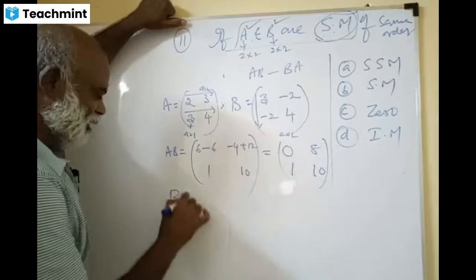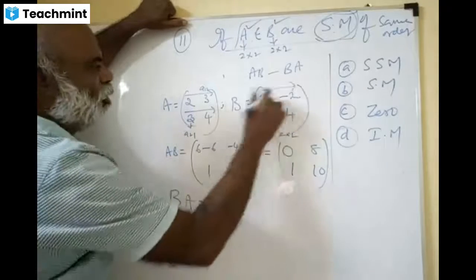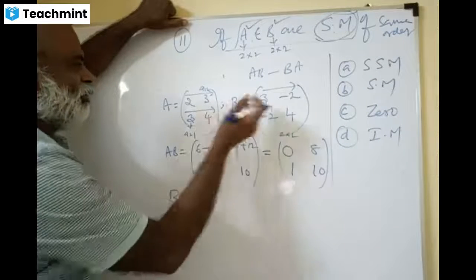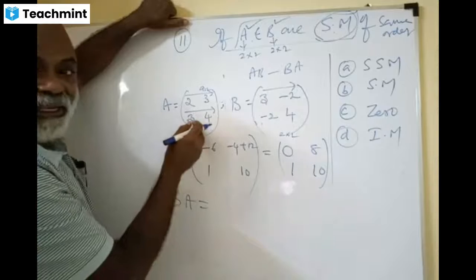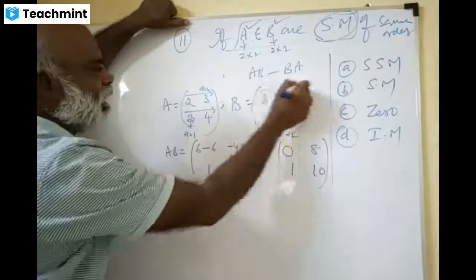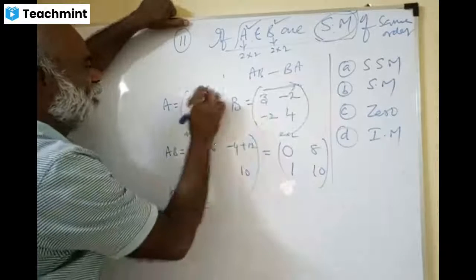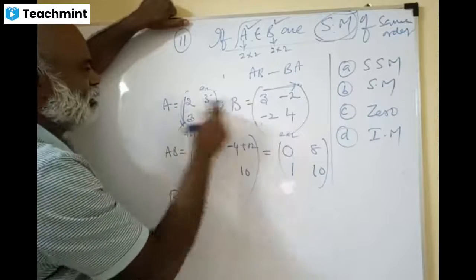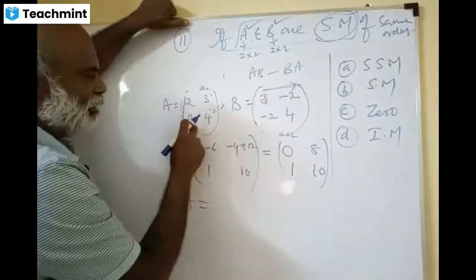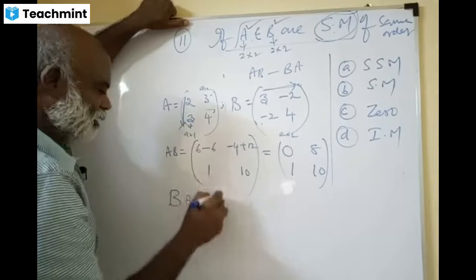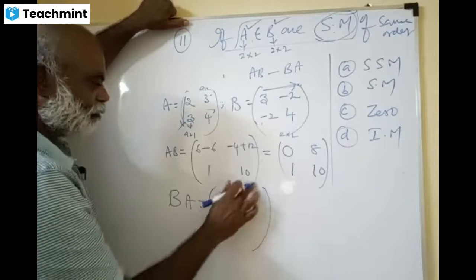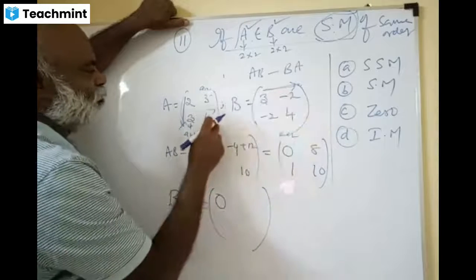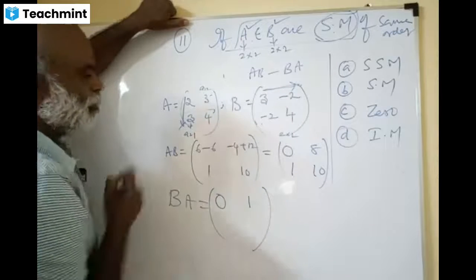What about BA? For BA, take this row. I can't write it out, because I don't want to waste time. First you write B and second you write A. Then this is a row you take, and this is a column you take. Then you get the first element. 3 2s are 6, and minus 2 into 3 is, you should not get confused, please, 0. Then 3 into 3 is 9, minus 2 into 4 is minus 8, is a 1.